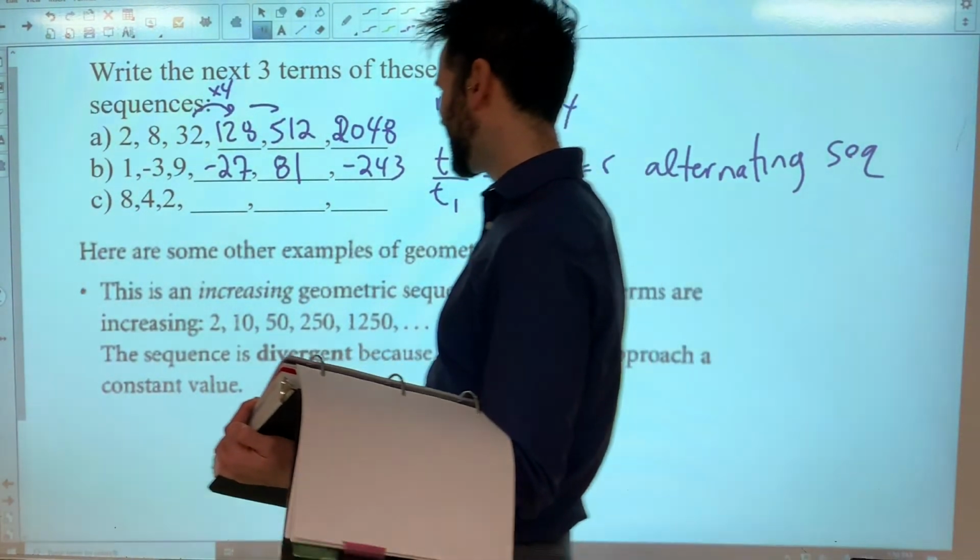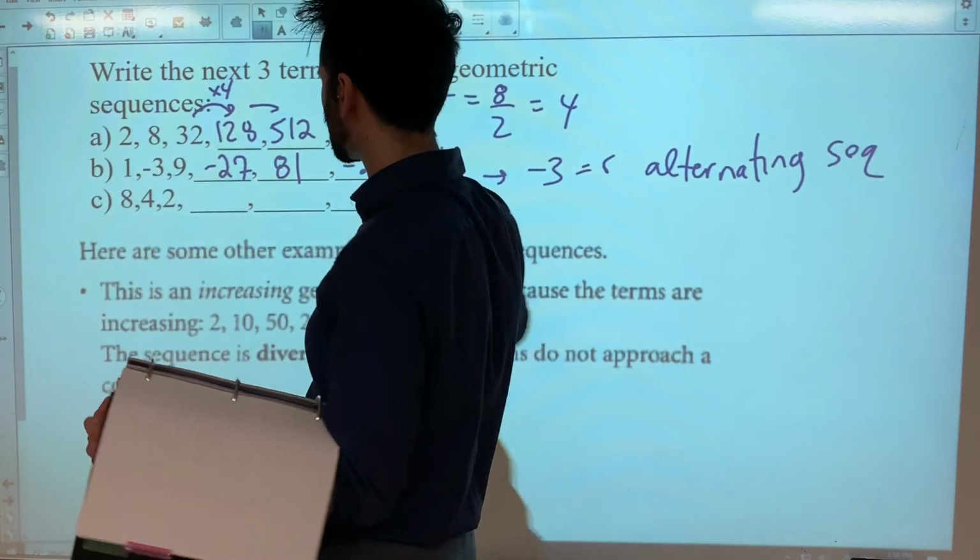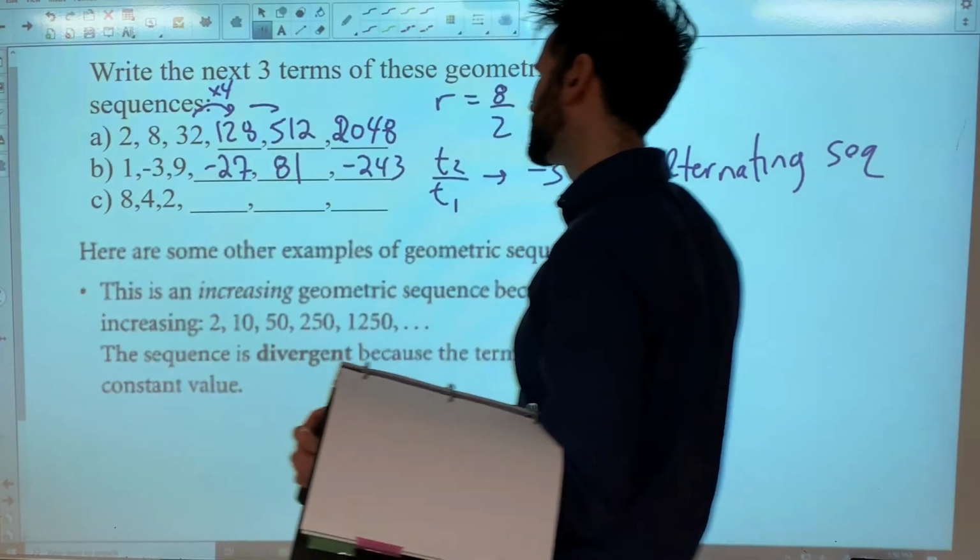Alternating sequence, amazing. Okay, so it alternates because the ratio is negative and we start at a positive, so it's going to alternate over time.